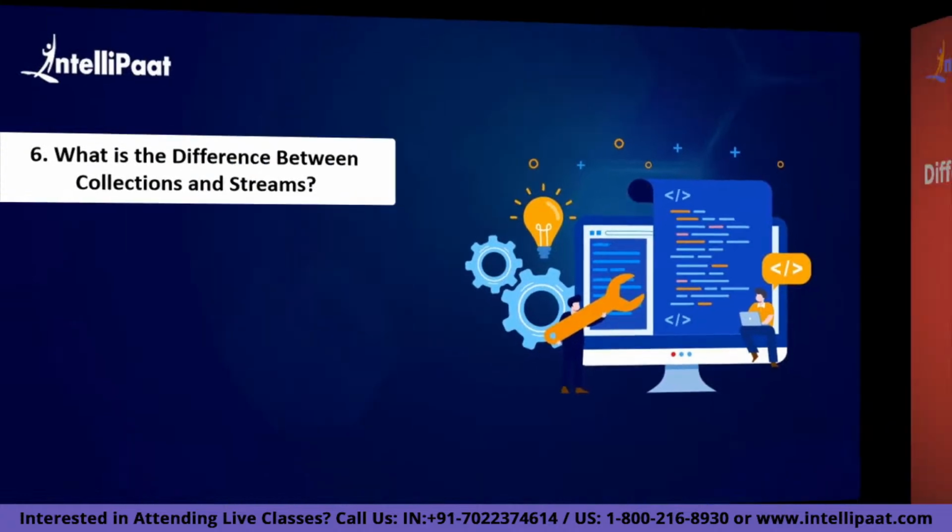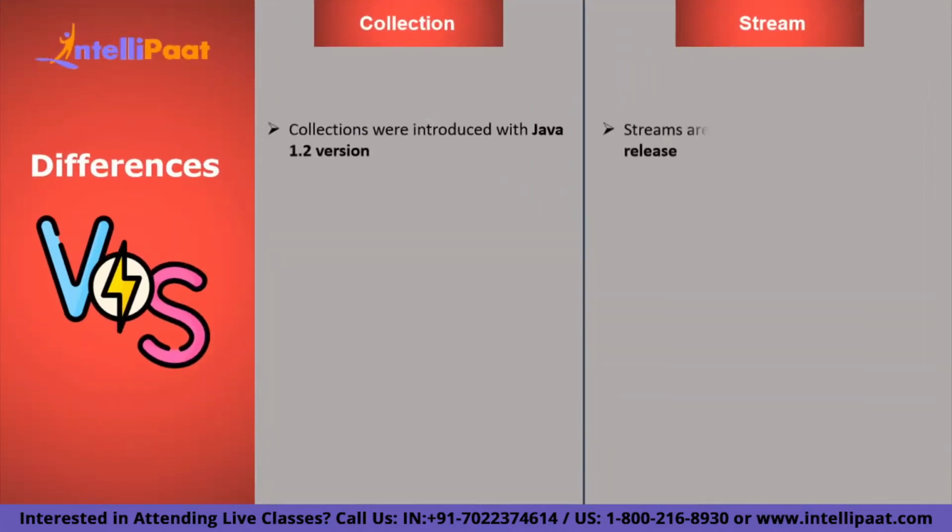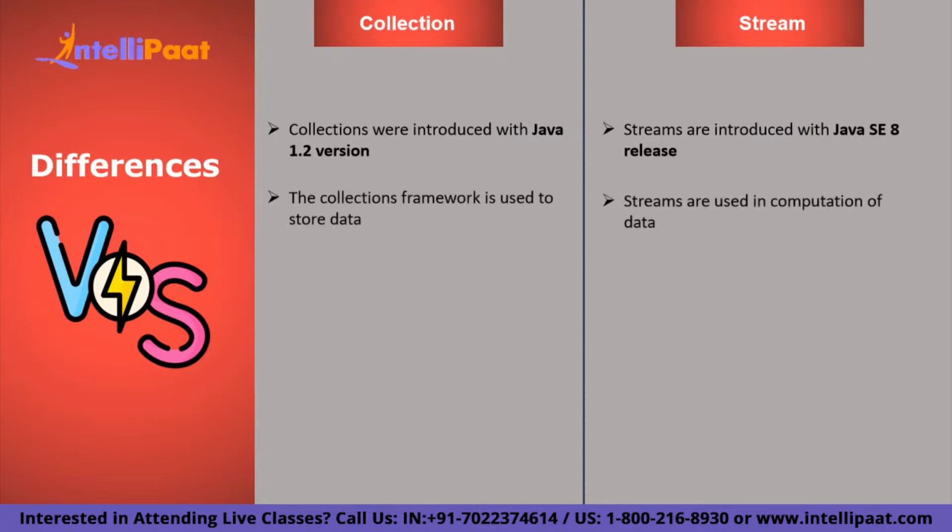The first easy difference that you can highlight is that collections were introduced with Java 1.2 version, whereas streams came up with the Java SE8 release. The collection framework is used to store data. In simple words, it is used to store a set of objects, whereas streams are used in computing the data. What I mean by computing here is that it is used in the computation of set of objects.